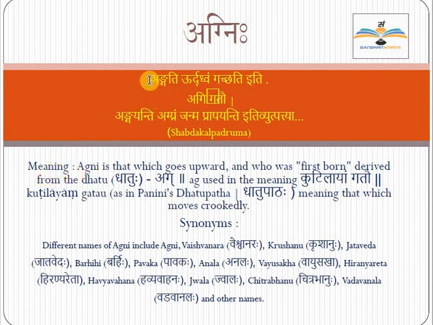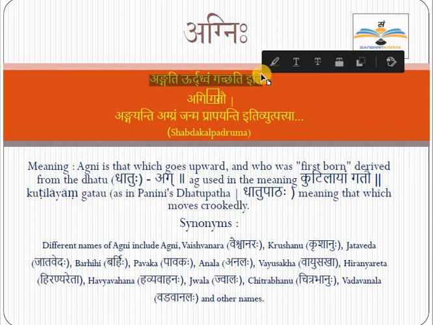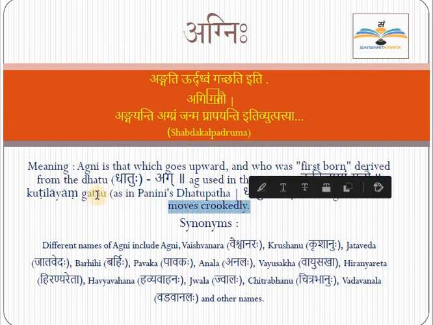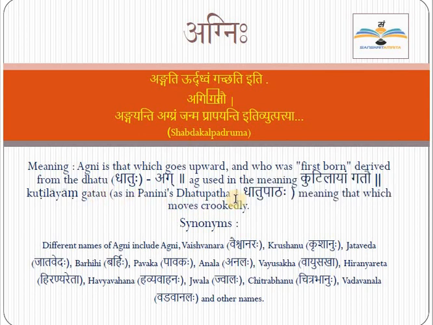So, this Nirukti you can take for exam purpose, and the root verb you can take as Agi, and Gato is the meaning, to go. Meaning, Agni is that which goes upward, and who was first born, derived from the dhatu, the root verb ag, right? Agi or ag, used in the meaning Kutilayam Gato. Now, what does Kutilayam Gato mean? One who moves crookedly. So, Kutilayam Gato is from Panini's Dhatu Patha.